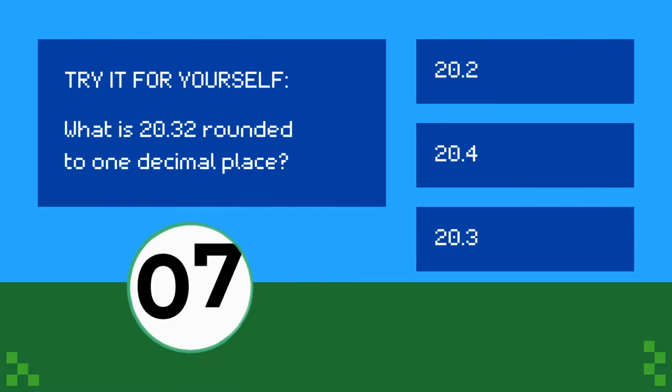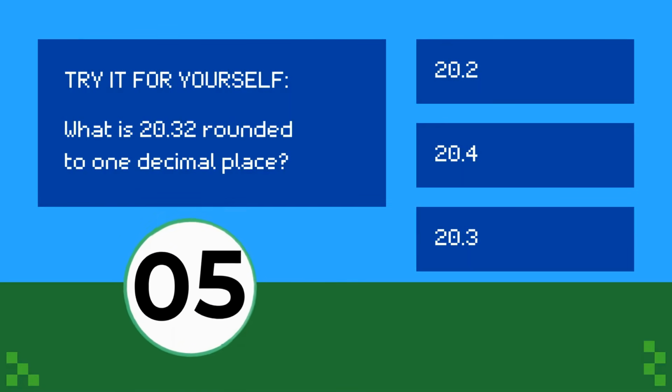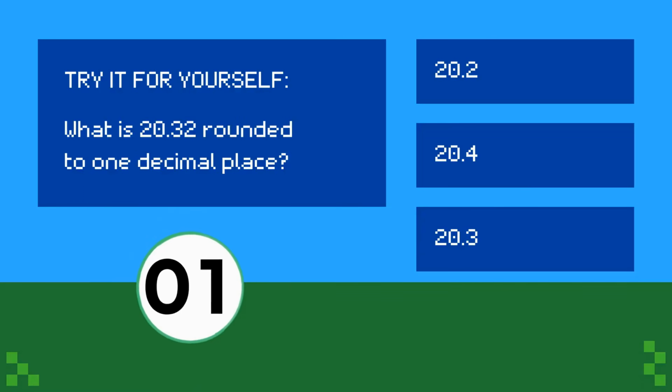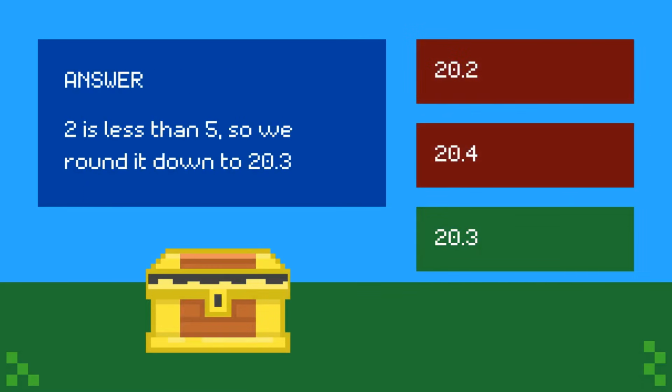What is 20 and 32 hundredths rounded to one decimal place? 5, 4, 3, 2, 1. The answer is 20 and 3 tenths.